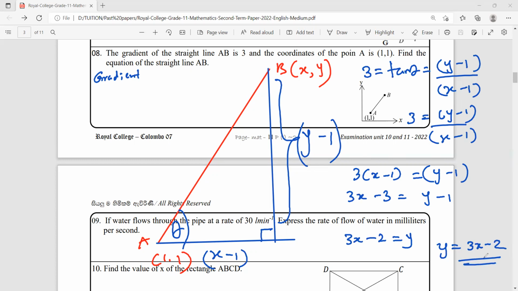Then you can write the equation y is equal to 3x minus 2. This is the equation of this straight line. This is something like y equals mx plus c.